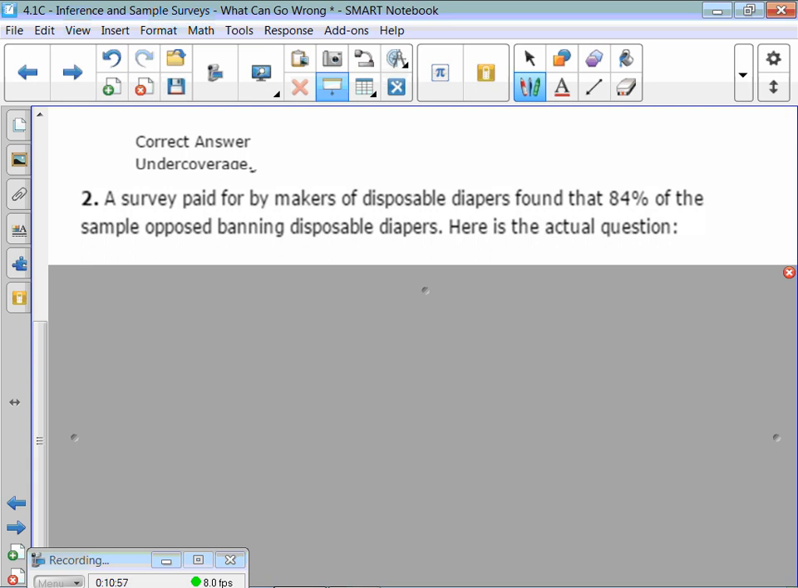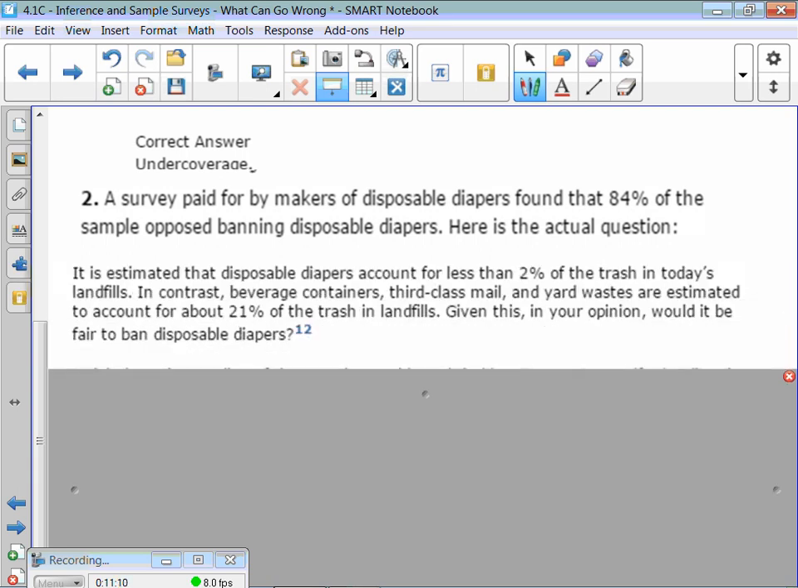A survey paid for by makers of disposable diapers found that 84% of the sample opposed banning disposable diapers. Here's the actual question. It is estimated that disposable diapers account for less than 2% of the trash in today's landfills. In contrast, beverage containers, third-class mail, and yard waste are estimated to account for about 21% of the trash in landfills. Given this, in your opinion, is it fair to ban disposable diapers?